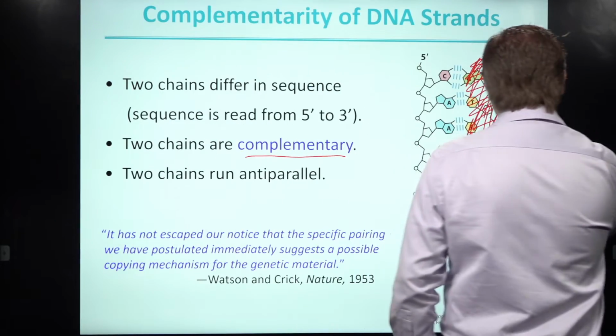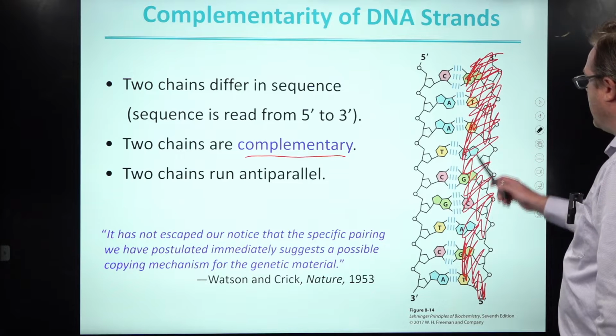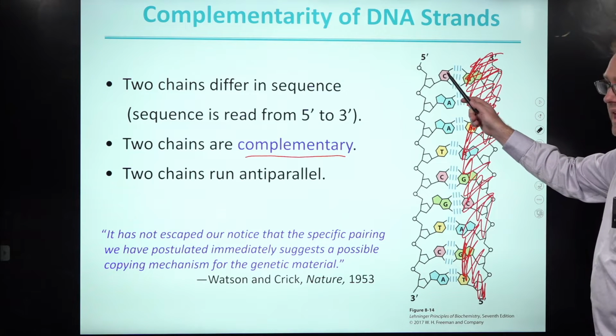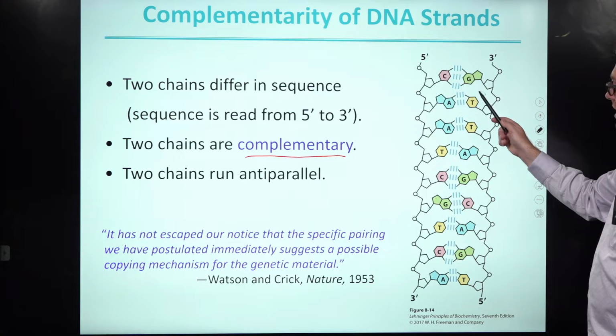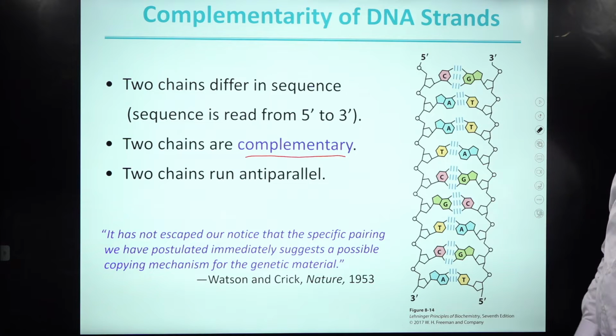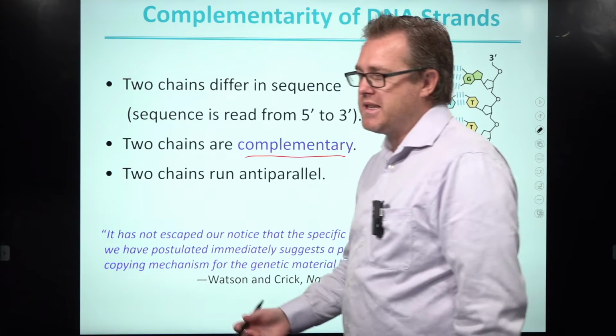So all we would have to do is ask, what's the sequence of the other strand? Well, if this one's C, then this one has to be G. If that's A, that has to be T, because we understand the base pairing.